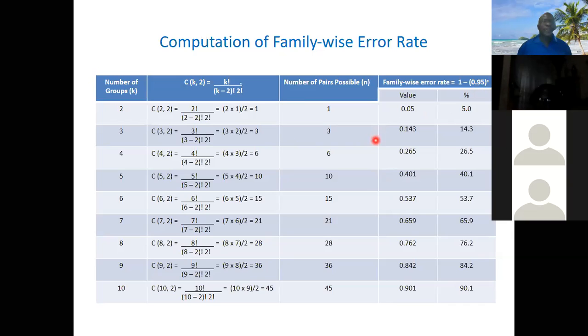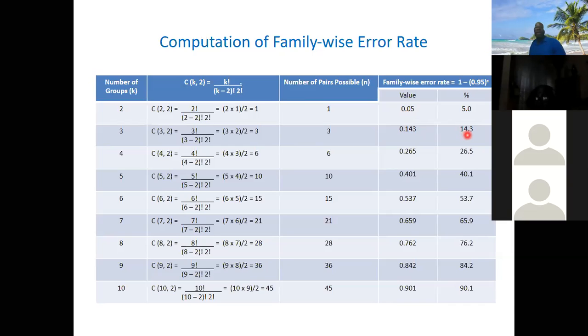So if you carry out 3 tests, you say 0.95 raised to power 3, that is 0.95 times 0.95 times 0.95. You get 0.857 something. When you now remove it from 1, it will give you 0.143, which is 14.3%. Can you see? Whereas your significance level was set at 5%, which is 0.05, by carrying out 3 tests, it has jacked up to 14.3%.